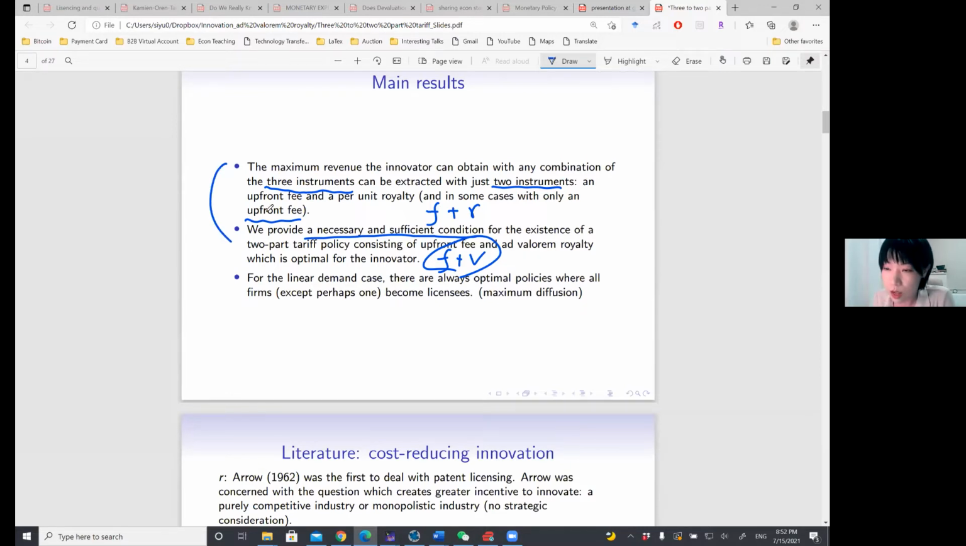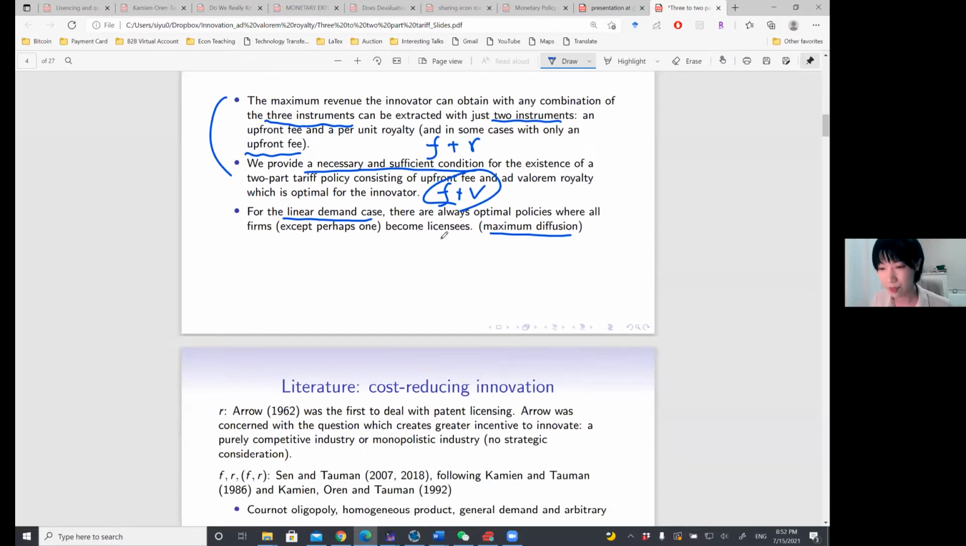These two results apply to general demand. Using these results, we solve for the linear demand case. What's more, we show that if the demand is linear, then the diffusion of the innovation is almost maximized. That means all firms, and sometimes all except one, will become licensees. Next, let me show you how we get these results.